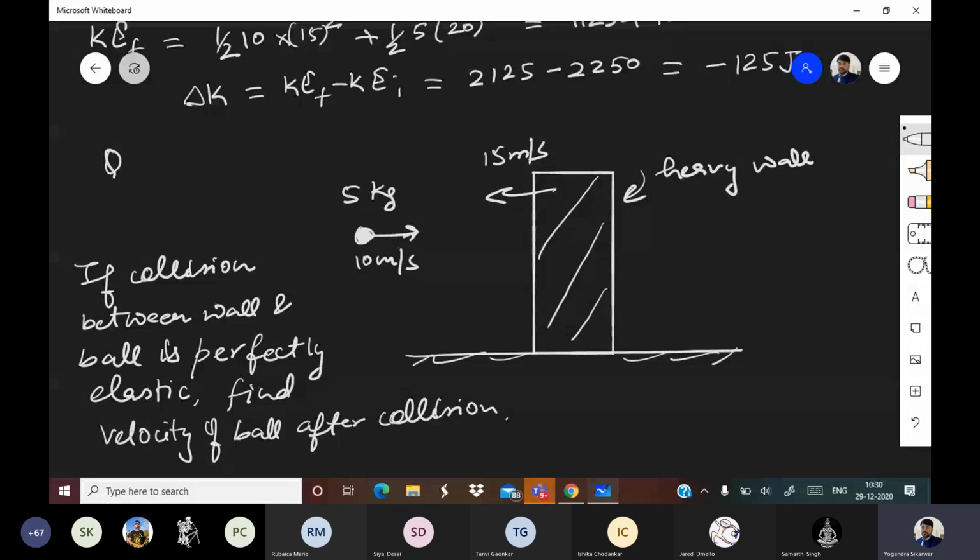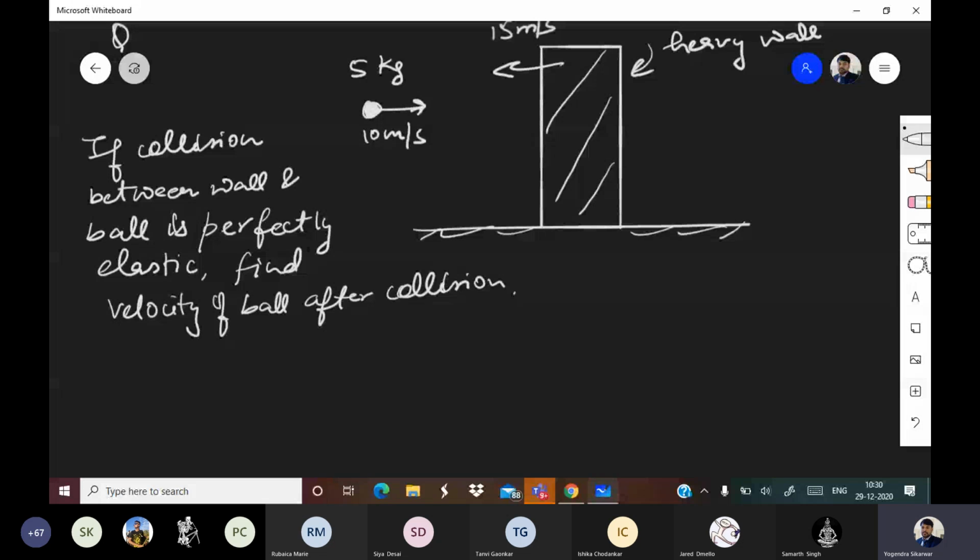Suhas is saying 40, Samarth is saying 40. Okay, everyone please pay attention. To solve this question, you have to use a little bit of common sense also. So suppose this is the ball after collision. Okay, so let's say the velocity is V.